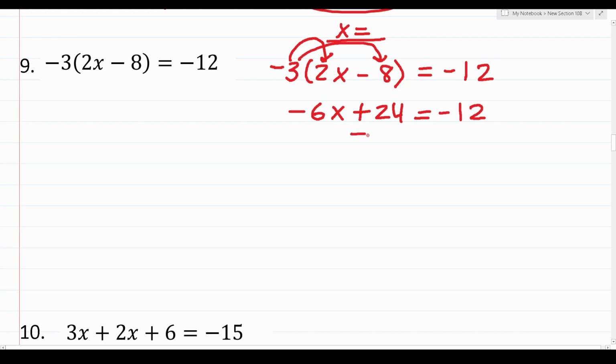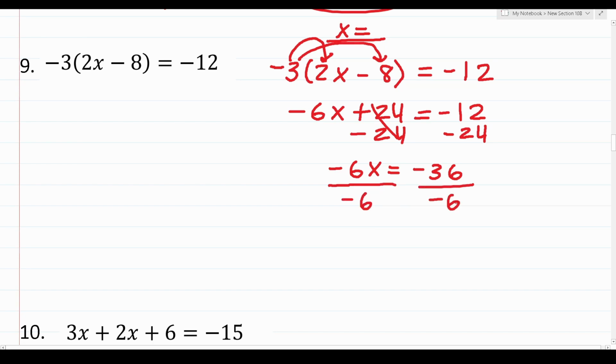So let's continue working this one out by subtracting 24 from both sides. This crosses out, leaving you with negative 6x here. Negative 12 minus 24 is going to be negative 36. And now to get x by itself, we're going to divide both sides by negative 6. This crosses out, leaving you with x here. A negative divided by a negative is going to be a positive. Negative 36 divided by negative 6 is going to be positive 6. All right, so we're done. We solved this equation. That said, if you're ever unsure, you can quickly check your work. And let's go ahead and do that.